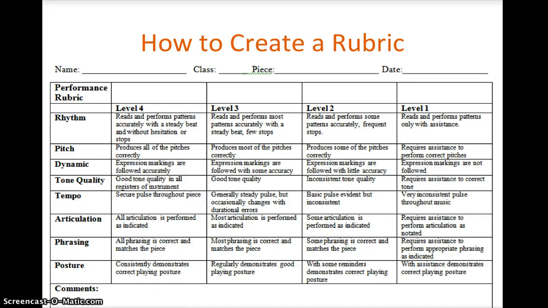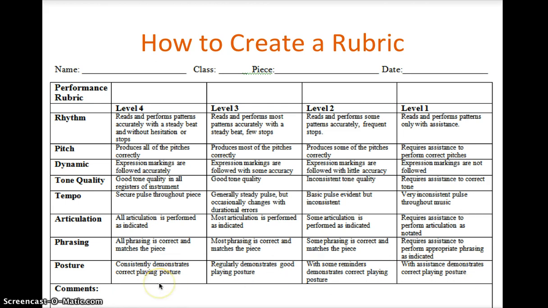So these are some things you could measure on a continuum in music, such as posture, if you look at the bottom. Consistently demonstrates correct playing or singing posture. Regularly demonstrates good playing or singing posture. With some reminders demonstrates correct playing or singing posture. With assistance demonstrates correct playing posture. So that's on a continuum.